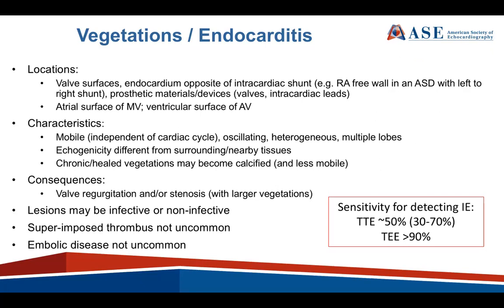The characteristics of vegetations and endocarditis include mobility. This tends to be one of the most characteristic things that we notice about them, that they're independently mobile of the cardiac cycle. They oscillate, they're quite heterogeneous in appearance, and they often have multiple lobes. And the echogenicity might be different from surrounding nearby tissues. So paying attention to what the myocardium echogenicity is and comparing it to what you might see in a valve gives you a suspicion that something could be an infectious process going on.